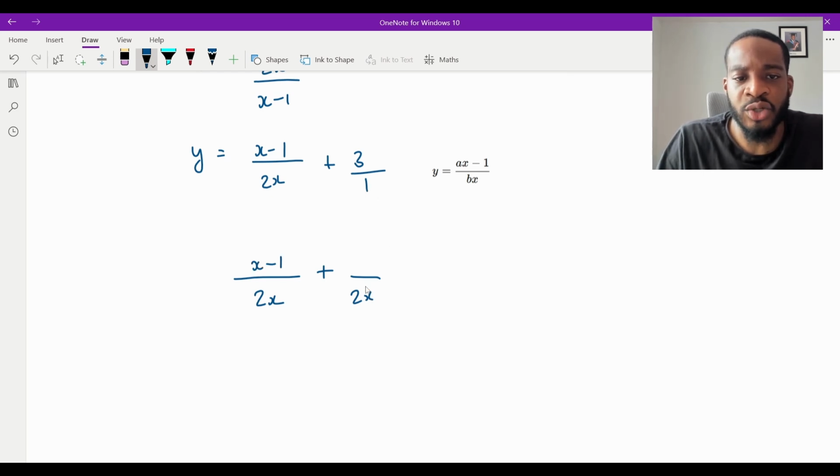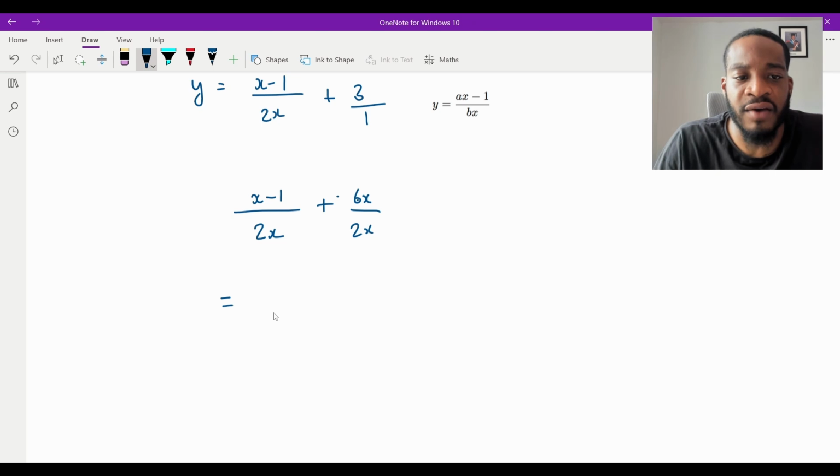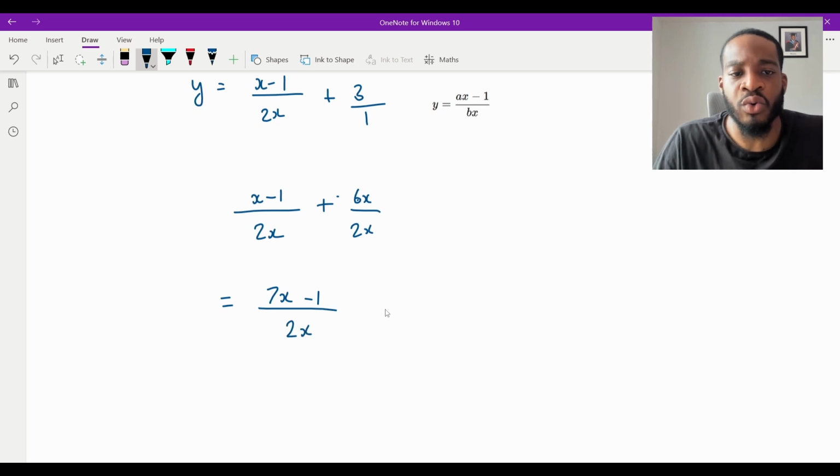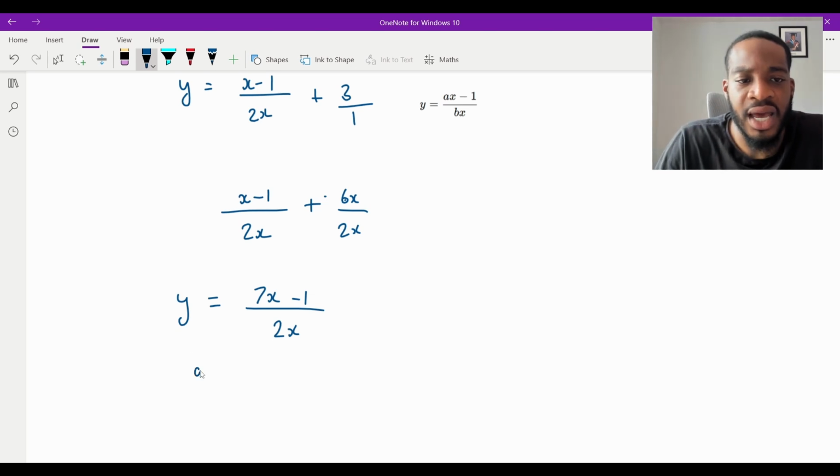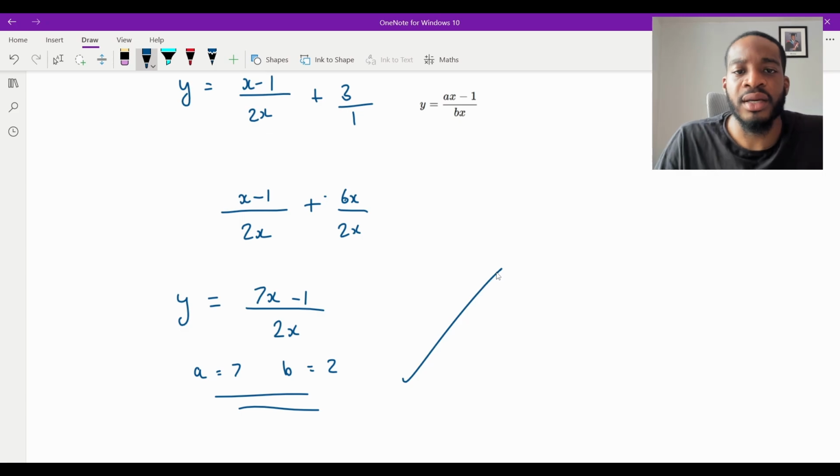Now, if I times the bottom by 2x, I times the top by 2x as well. 3 times 2x is 6x. So it's going to be 6x like that. And then now I can add these together. So it becomes x plus the 6 is going to be 7x minus 1 over 2x. So yeah, that is it. So I write y is equal to 7x minus 1 over 2x, and a is equal to 7 and b is equal to 2. And that's it.